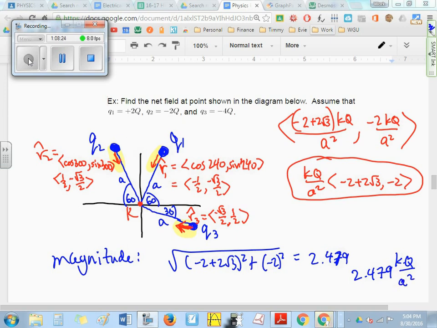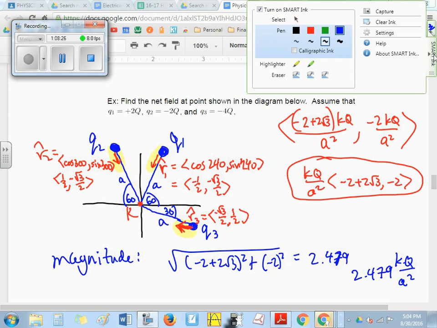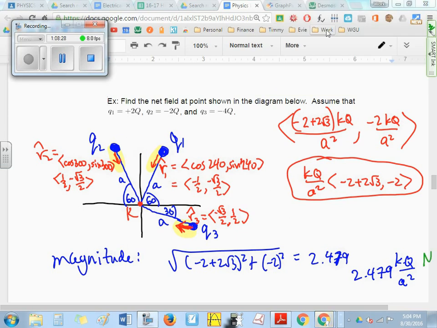So I need to write 2.479 kq over a squared. And this would be measured in newtons per coulomb, right? That's our new unit for the day, newtons per coulomb. Okay, that's the total, or the net E field felt at point K.